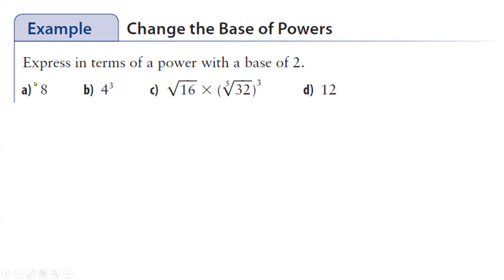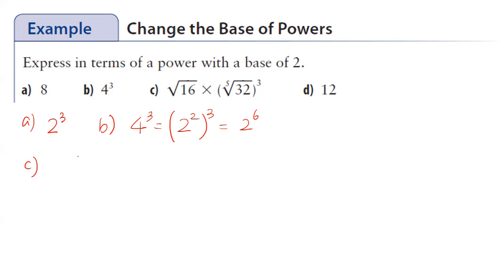This question asks us to express the following expressions in terms of power with the base of 2. So first of all, 8, apparently 8 is 2 raised to the power of 3, right? And next one, 4 to the power of 3. 4 is 2 to the power of 2, right? And then to the power of 3, this is actually 2 raised to the power of 6.